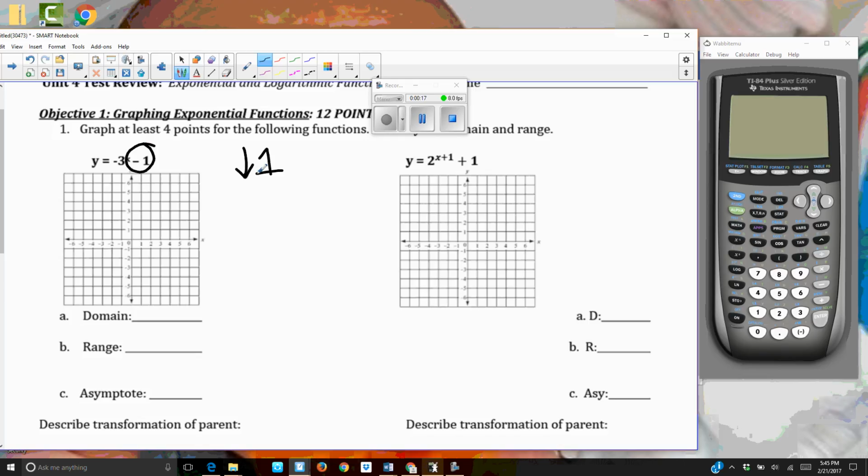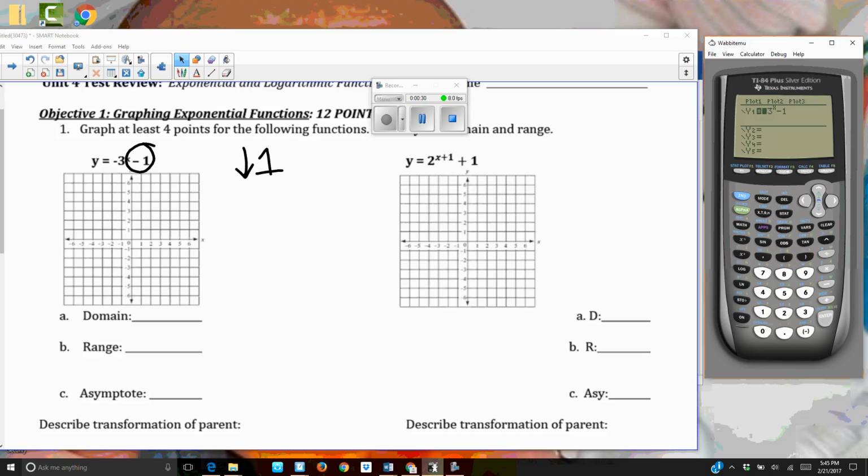So we're going to keep that in the back of our mind and go ahead and put this in your graphing calculator. So go to y equals and type in the problem, -3 raised to the x minus 1. Hit graph, we'll put that in there. If you don't get this exact picture, press zoom 6 in your calculator and you should get this picture.